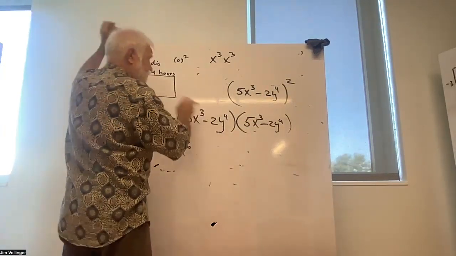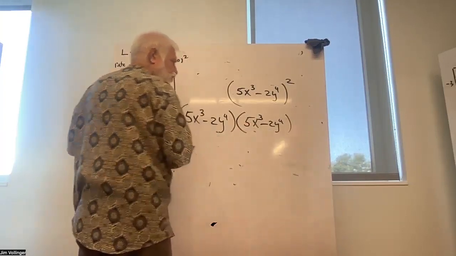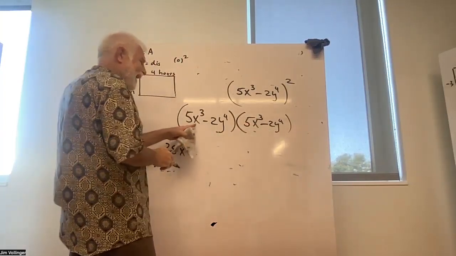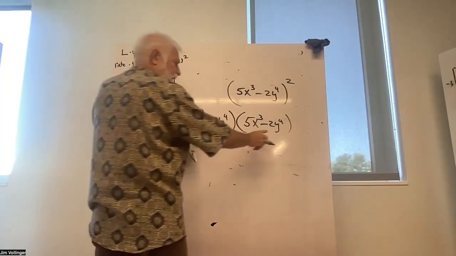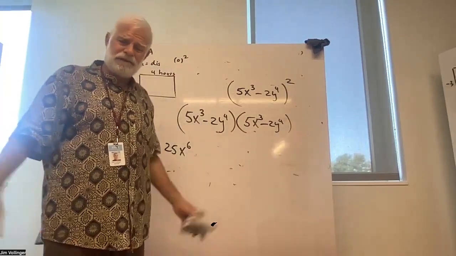Then we have 5x to the 3 times minus 2y to the 4th. I don't know what x to the 3 is, and I don't know what y to the 4th is unless I put some numbers in.